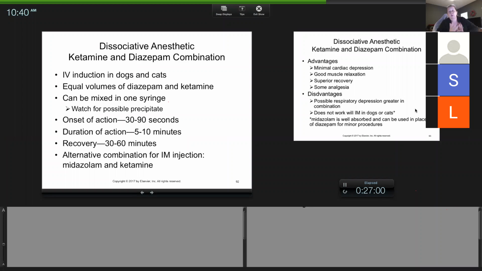If you have 1 ml per 20 pounds as a dose, so if a dog weighs 20 pounds, it's going to get 1 ml total. That means a half of ml of ketamine and a half a ml of Valium. So 1 ml is not 1 ml of each. 1 ml is half and half. Does that make sense?